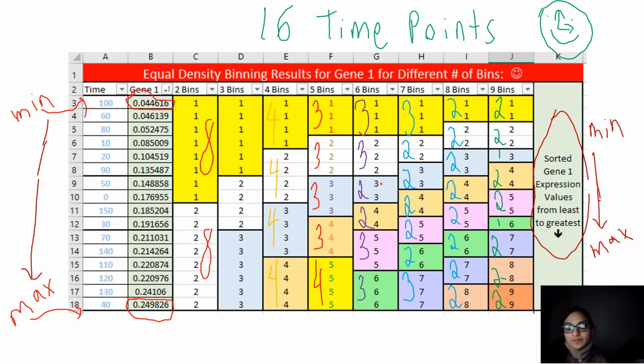6 bins, it goes all the way from 1 to 6. 7 bins, the bin numbers are going all the way from 1 to 7. 8 bins, 1 all the way to 8. 9 bins, 1 all the way to 9. So that's how you do equal density binning here.